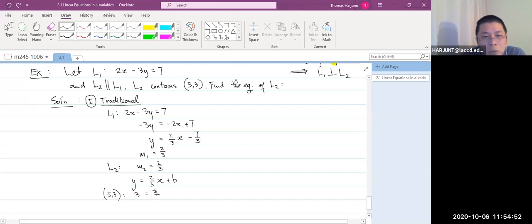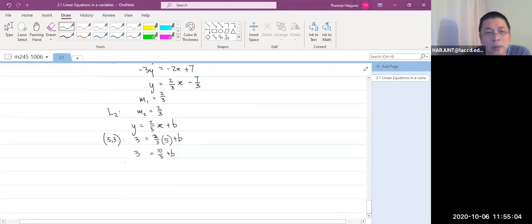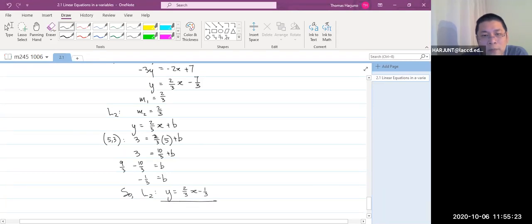That's 2/3 times 5 plus b. That's 10/3 plus b. That's 9/3 minus 10/3 equals b. That's -1/3 equals b. So line 2 is given by y equals 2/3x minus 1/3. That's what we usually do, right?